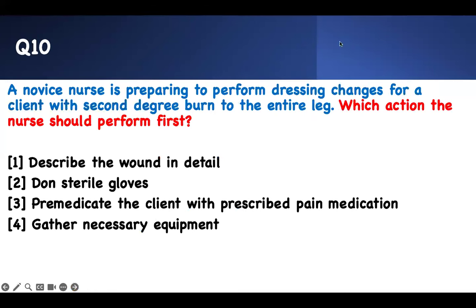And the last question. A novice nurse is preparing to perform dressing changes for a client with a second-degree burn to the entire leg. Look at it. Your leg is all burned, right? You have a burn wound over there. You are about to change the dressing. This is a painful procedure. This is strategy. Which action should the nurse perform first?